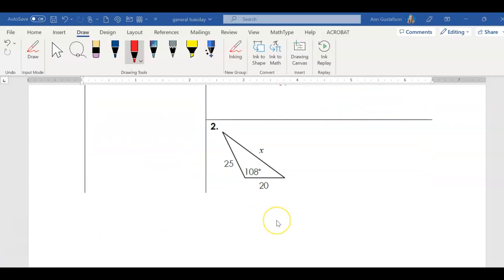Okay, question number 2. We've got to figure out where things go. Right away I noticed the angle measure and its corresponding or opposite side. Those are going to be my little c and my big C. My little c is x squared, and then 25 and 20 become my a and my b. So in any order, 25 squared plus 20 squared minus 2 times 25 times 20 times the cosine of the angle measure, so 108.